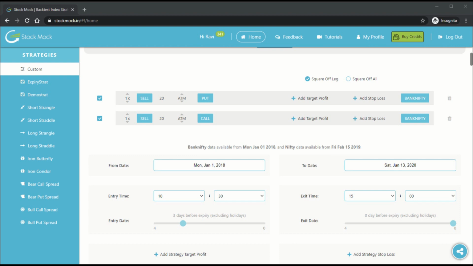After using StockMock for quite some time, I would definitely want to mention that Nitish, who is the founder, idea and primary brain behind StockMock, has done a tremendous job. Most importantly, StockMock is ever evolving. Recent update being customizable stop loss and target levels per leg of the option strategy that we are backtesting.